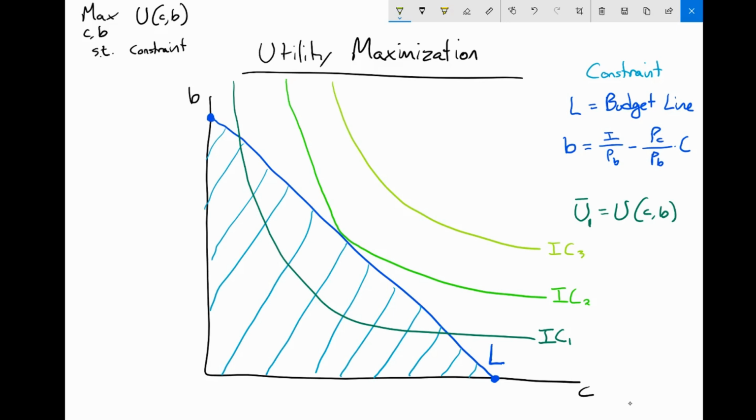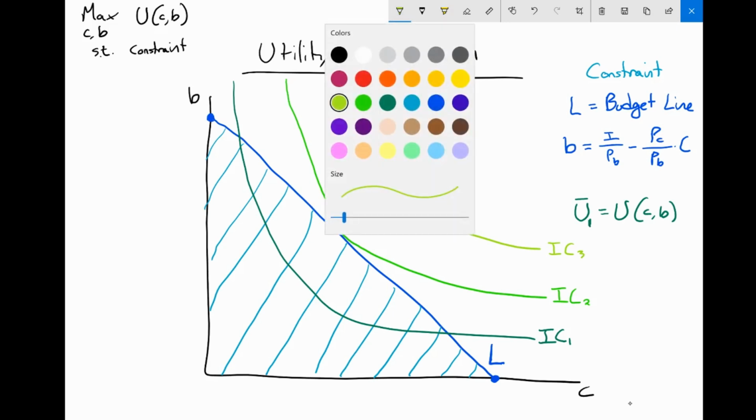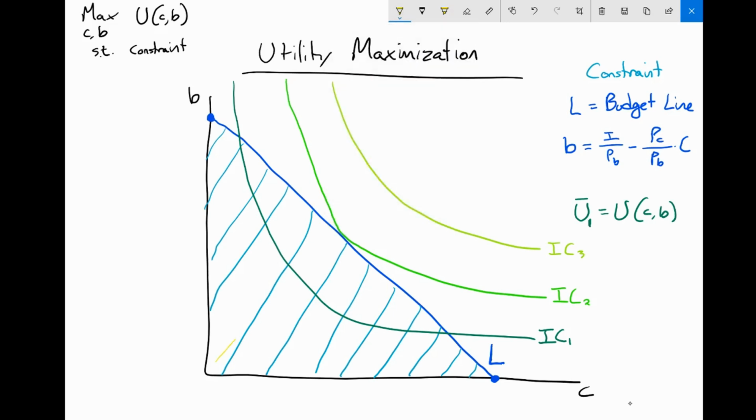Now remember, with indifference curves, agents always want a bundle that lies on an indifference curve that's farther away from the origin. They always prefer bundles that are farther away from the origin because more is better. Remember that axiom, more is better. So the farther away the indifference curve is from the origin, the more utility they get.